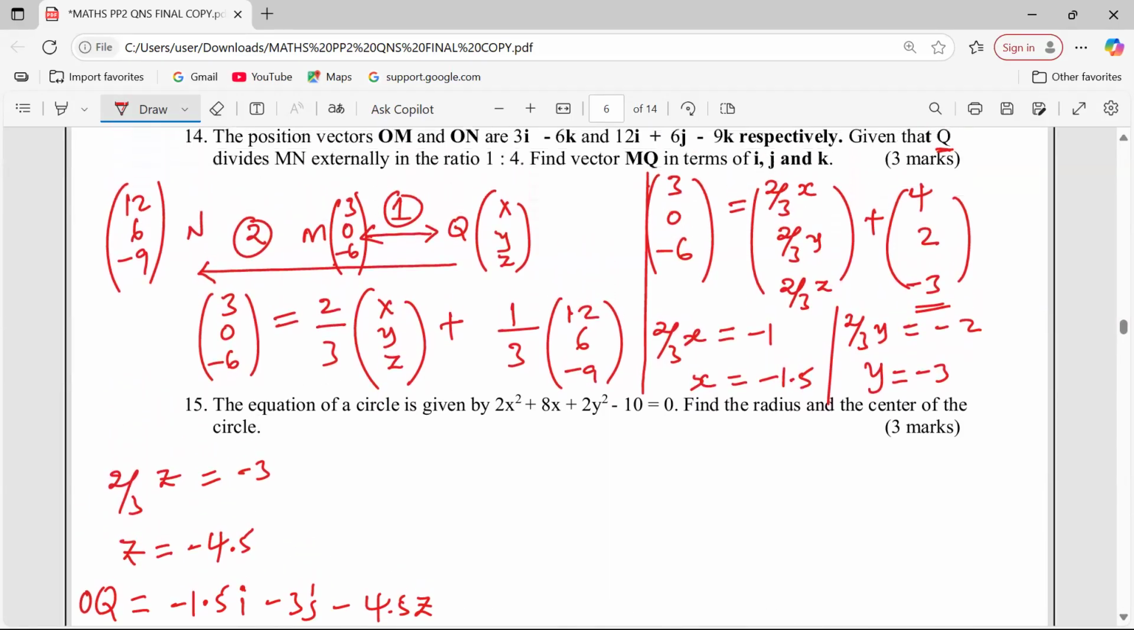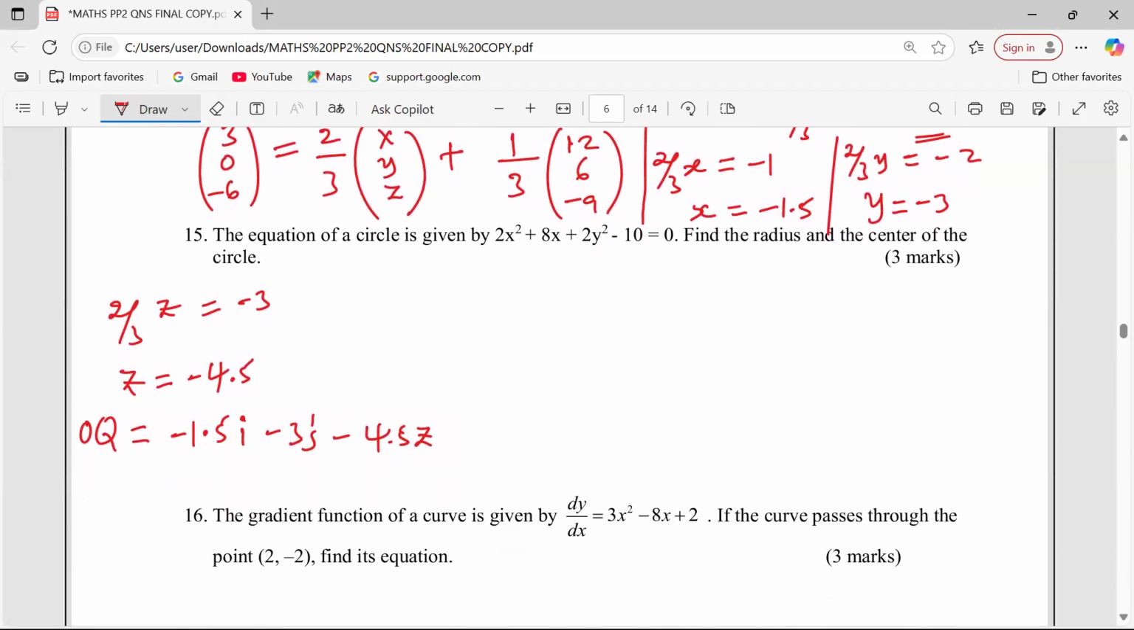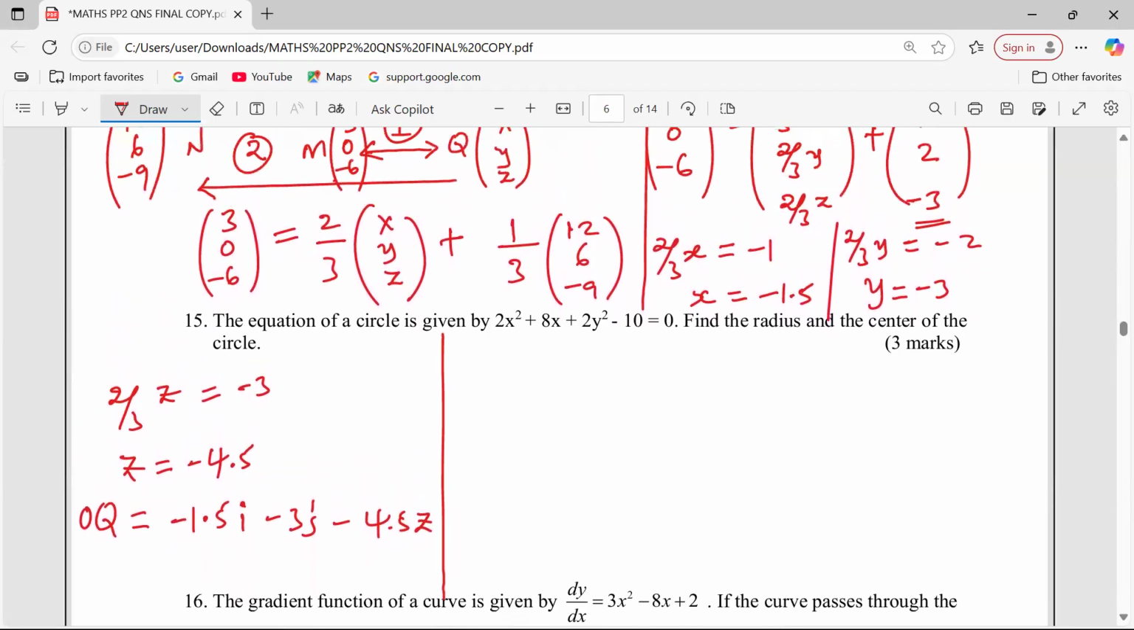But what was the question? Vector MQ. So let's look at vector MQ. For us to get vector MQ, ladies and gentlemen, we are supposed to talk about what? Q minus M.